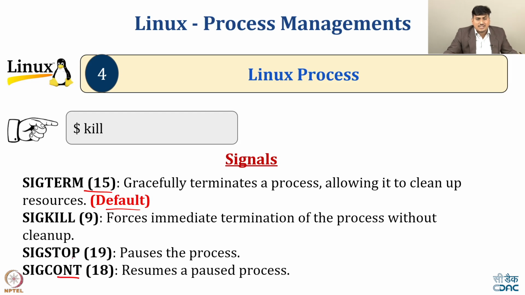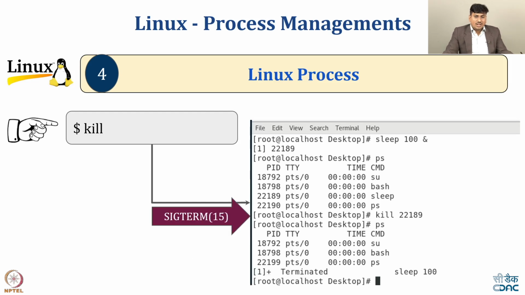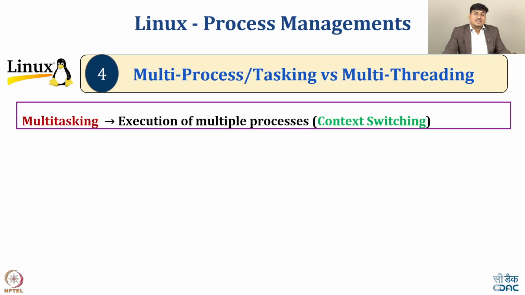Okay. So, these are the different signals, and with the help of those signals, we can work with the different processes on the system. As I had mentioned in the previous example, we had not provided any specific signal. It means that by default, in the background, it has run the SIGTERM signal, and this particular process has been killed.